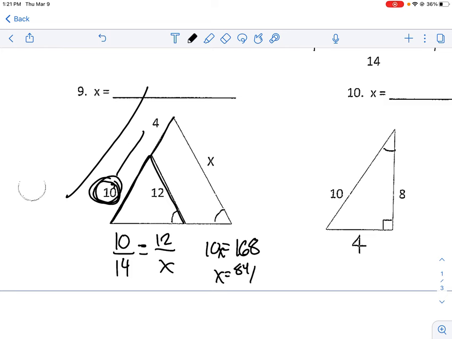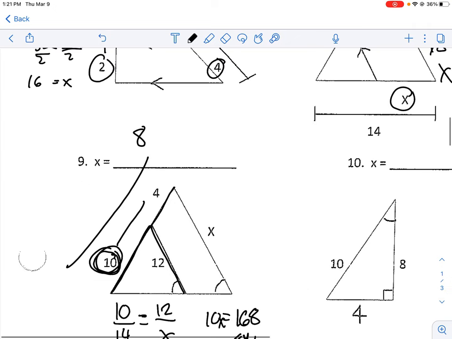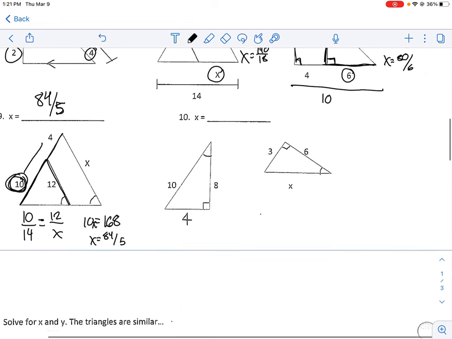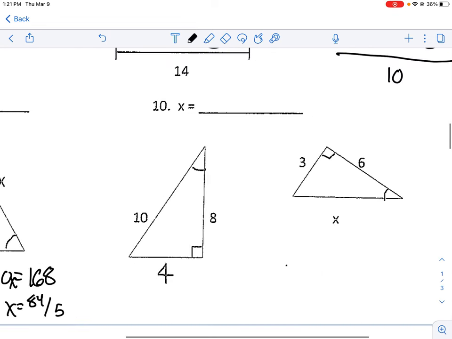Again, you can write these out as decimals on your test. I don't really care. I just prefer improper fractions. So I think they look nice. 84 over 5.